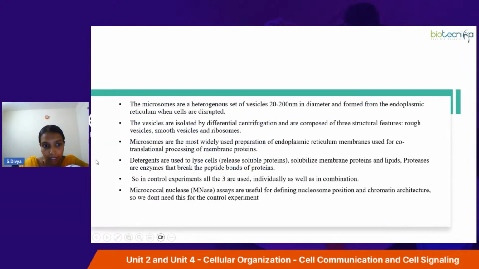The microsomes are formed from the endoplasmic reticulum when the cells are disrupted. You can collect them via differential centrifugation. Detergents are commonly used to lyse the cells and solubilize the membrane proteins and lipids. So in the control, we can use all three individually or in combination. But nucleases attack nucleosomes, which relates to chromosomes. Here we don't have anything related to chromosomes, so you can ignore that. Very easy question, right? 4 marks.